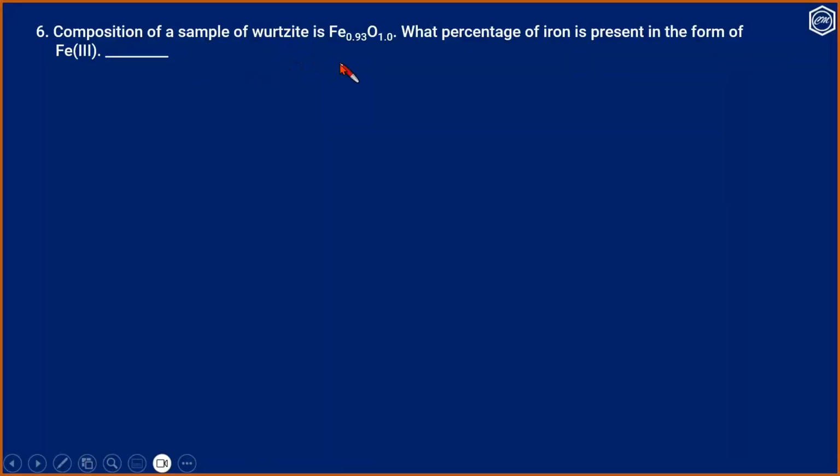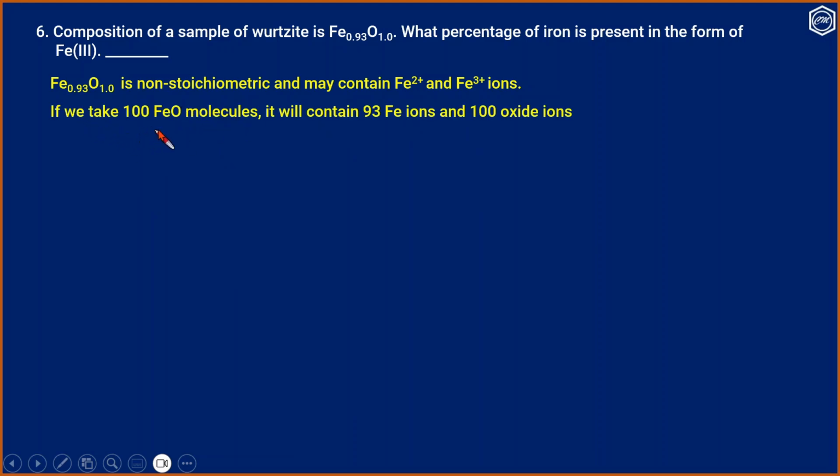Composition of a sample of wustite is Fe0.931O. What percentage of iron is present in the form of Fe3+? Fe0.931O is a non-stoichiometric compound and may contain Fe2+ and Fe3+ ions. If we take 100 Fe of ferrous oxide molecule, it will contain 93 iron ions and 100 oxide ions. Let the number of Fe2+ ions be X. Then the number of Fe3+ ions will be 93 minus X.